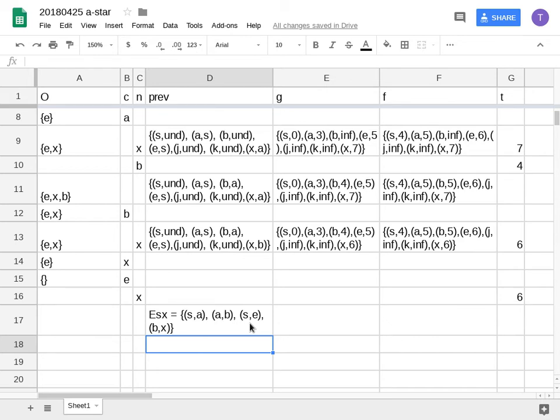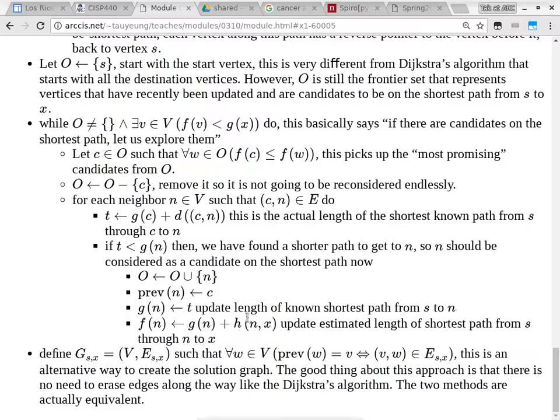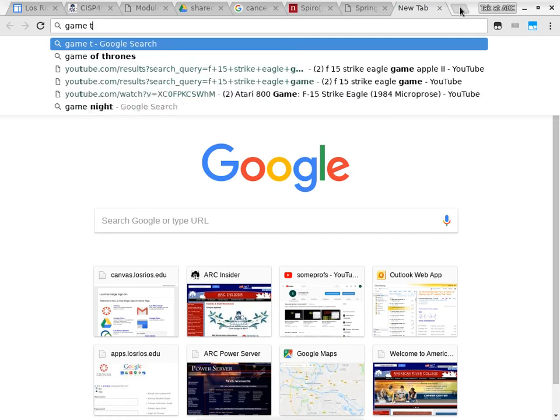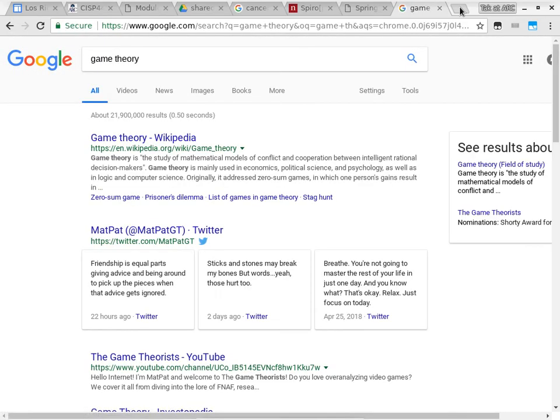So as it turns out, there's a name for this entire class of problems. It's called game theory. Game theory is the underlying study of this type of problem where you have an adversary, and the representation is what we call a game playing tree.